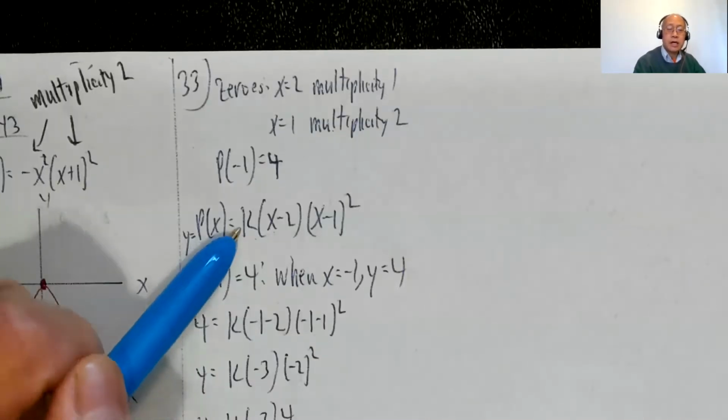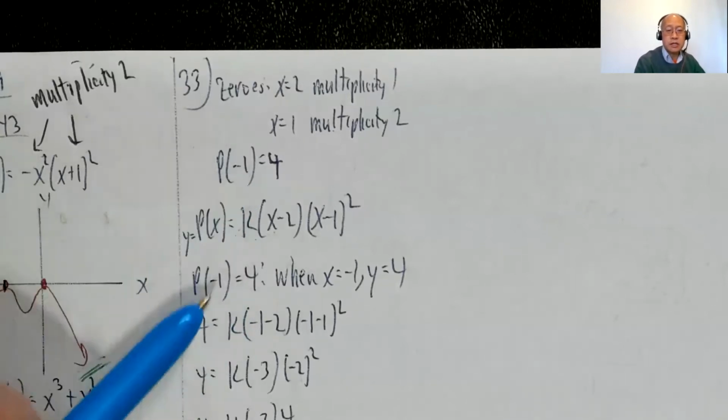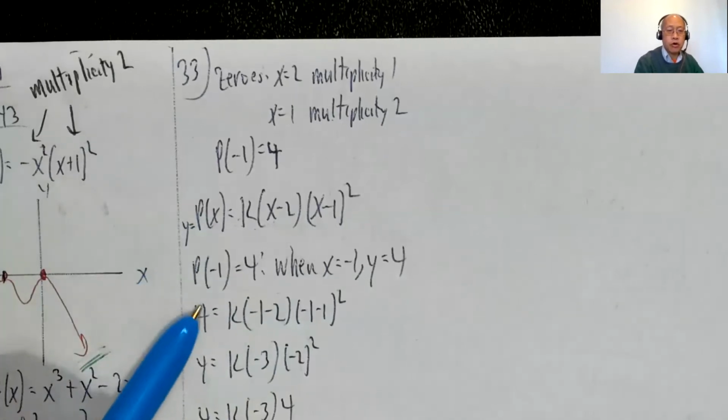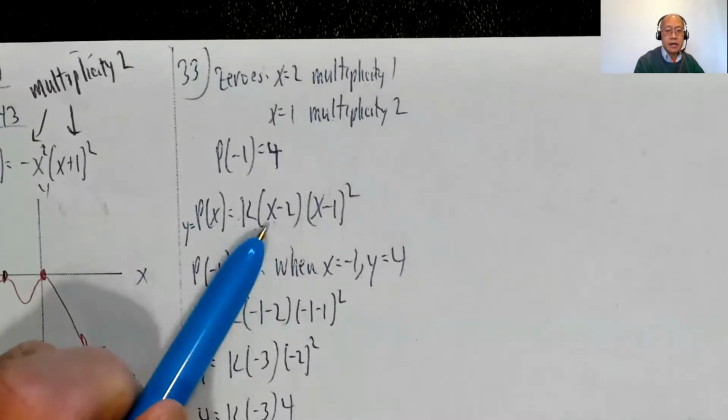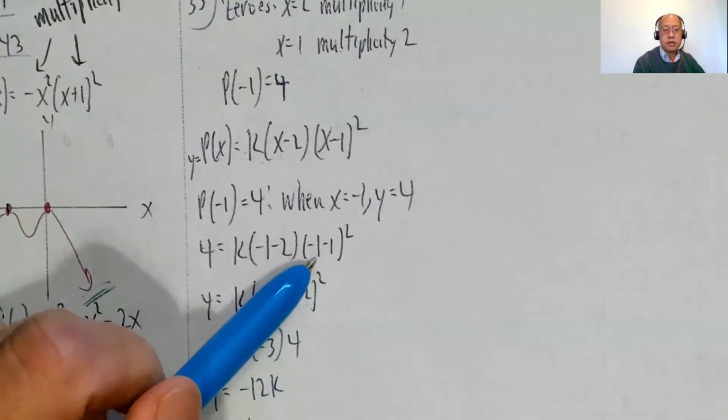How do I find the k? They tell me p of negative 1 is 4. So I plug in negative 1 for x, 4 for y. You say, where's y? y is p of x. So 4 equals k times (negative 1 minus 2) times (negative 1 minus 1) squared. Solve for k.